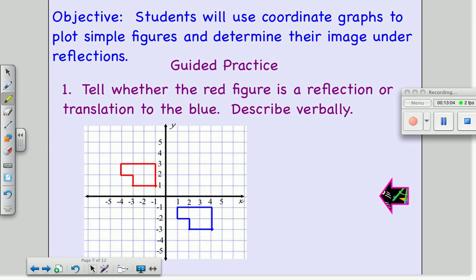All right. Tell whether the red figure is a reflection or translation to the blue. Okay? So this would be a translation. The red figure is translated. So, in other words, this blue one has moved up and over. It's just slid up and over. So it's a translation. Okay?